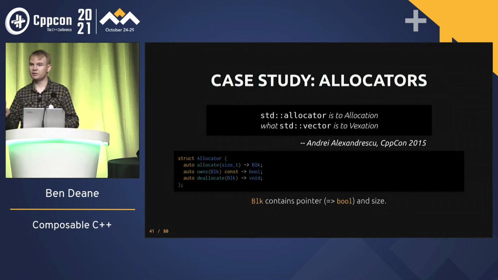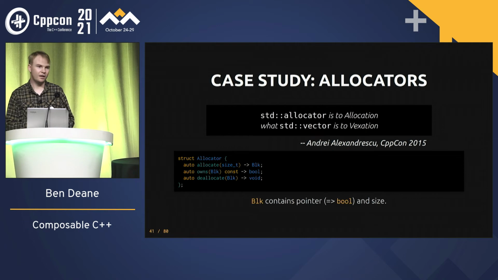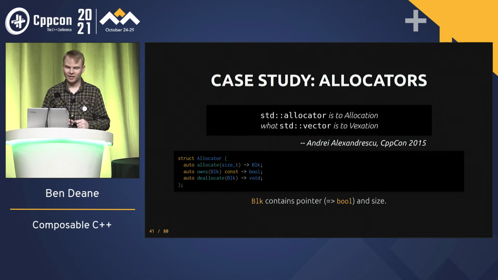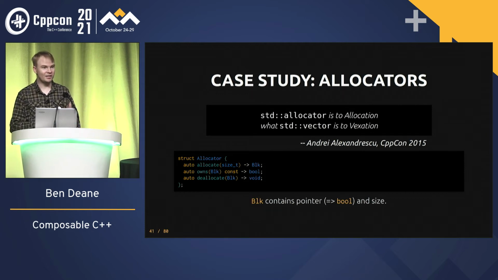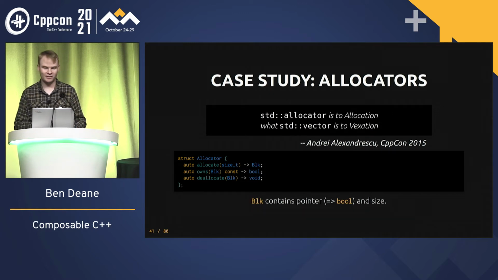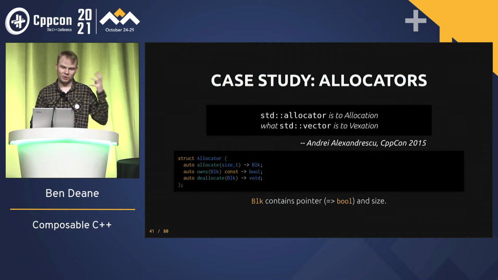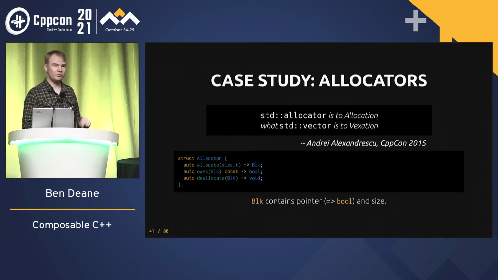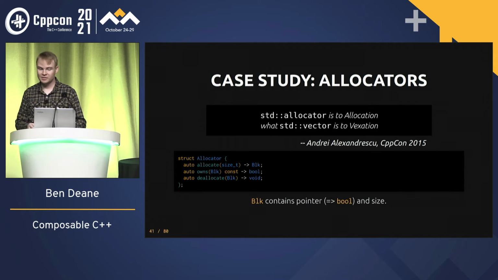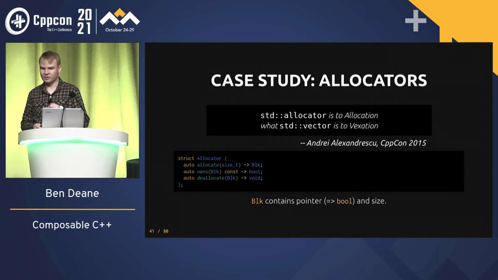Now, this is where I get to reference Andrei's talk. "std::allocator is to allocation what std::vector is to vexation." If you haven't seen this talk, it's a masterclass in composability. It's ostensibly about allocators, but really it's about composability. So Andrei presents, very simplified on my slide, an allocator interface, and it returns a block, and the block contains a pointer and a size.